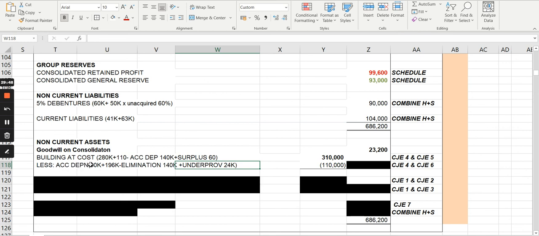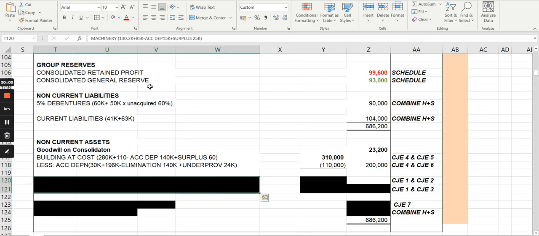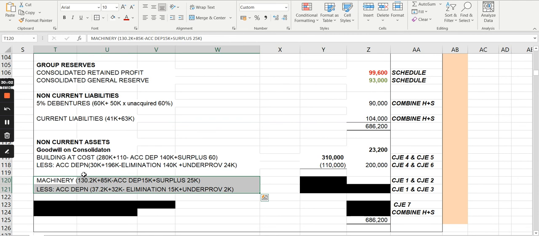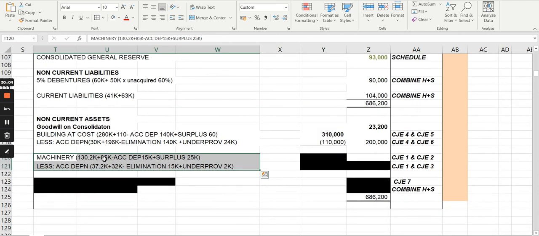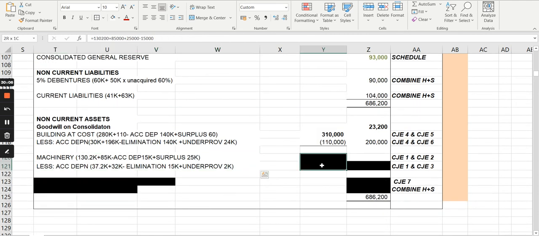When you credit, you provide more depreciation, so you credit your accumulated depreciation. So that will give you 110, and the carrying value now is 200,000. You will repeat the same for your machinery. Yeah, the same thing, only that the journal entry is different. Where the consolidation journal for machinery was consolidation journal entry 1, 2, 3, right?